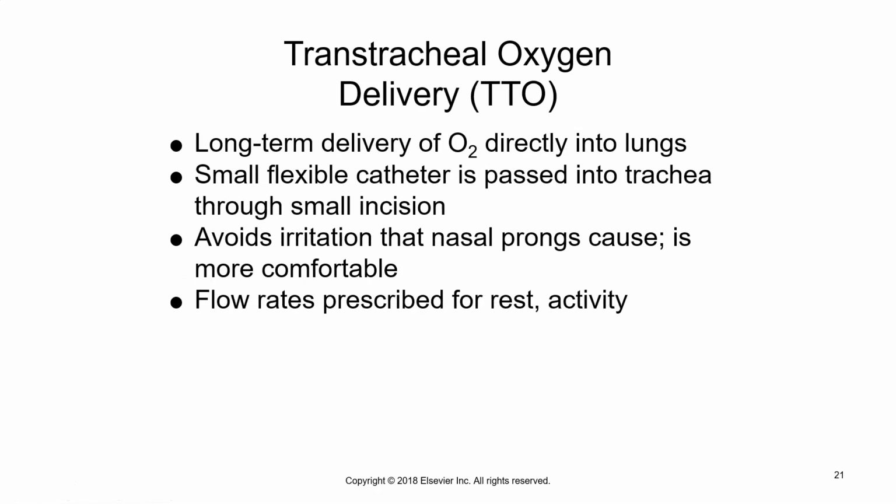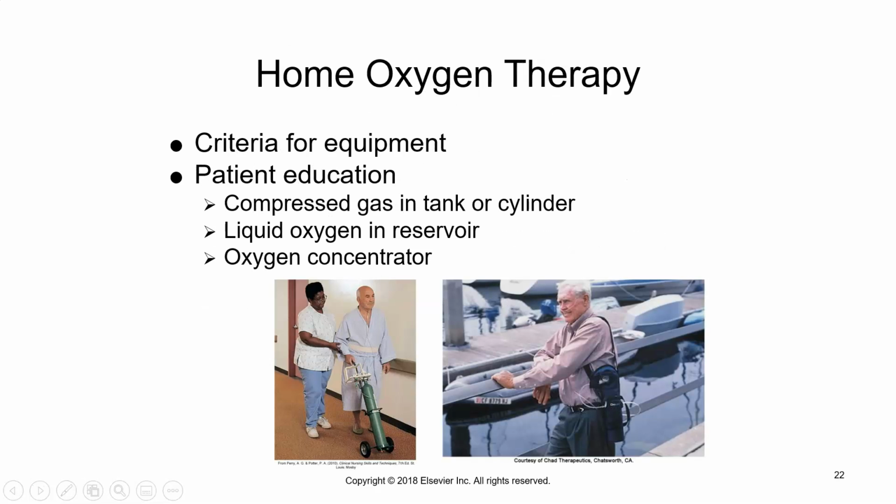This is a TTO, a long-term delivery system that is placed directly into the lungs through a small flexible catheter. It is passed into the trachea through a small incision. It avoids the irritation of nasal prongs and is more comfortable. The flow rates are prescribed for both activity and for rest.